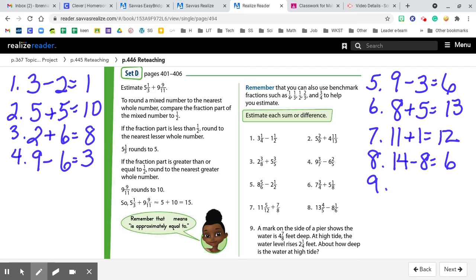And for number 9, a mark on the side of a pier shows the water is 4 7/8 feet deep. At high tide, the water rises 2 1/4 feet. About how deep is the water at high tide? And we'll say 4 7/8 is probably going to round to about 5. And if we add 5 1/4, or 2 1/4 rounds down to 2. So we'll say it's about 7 feet at high tide.